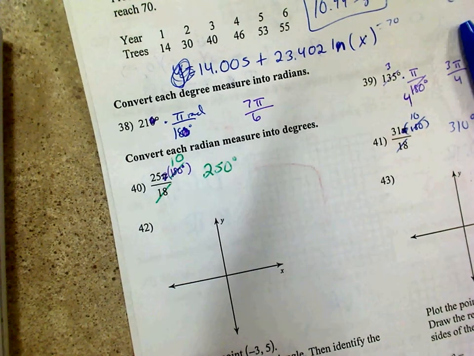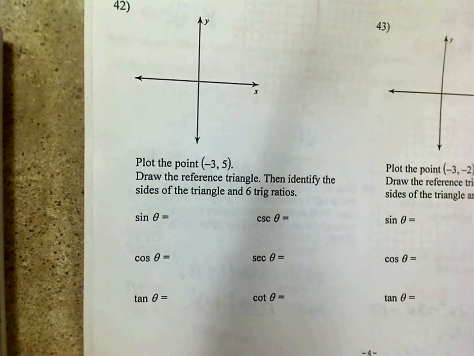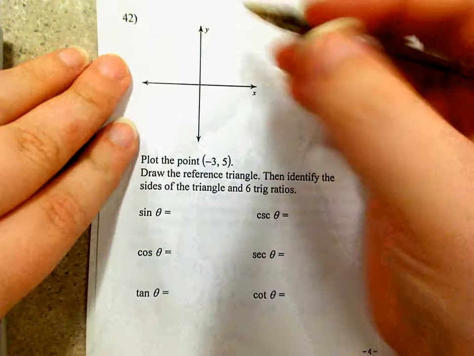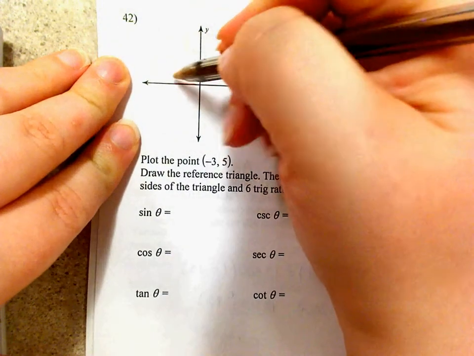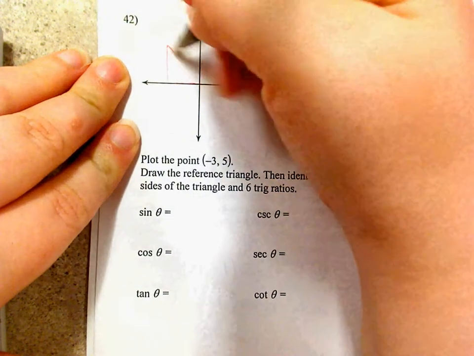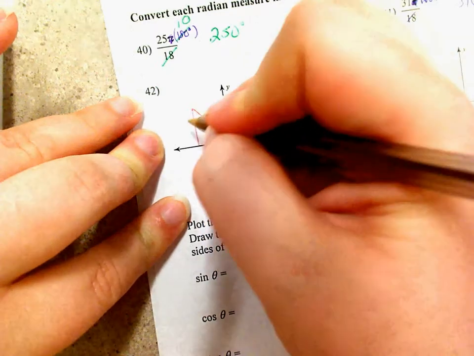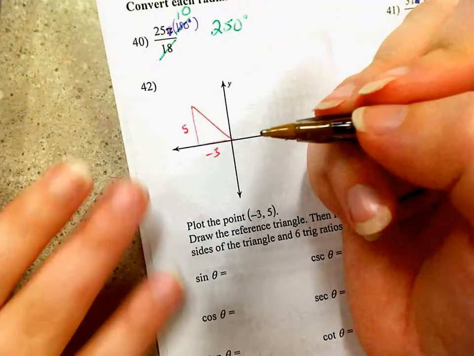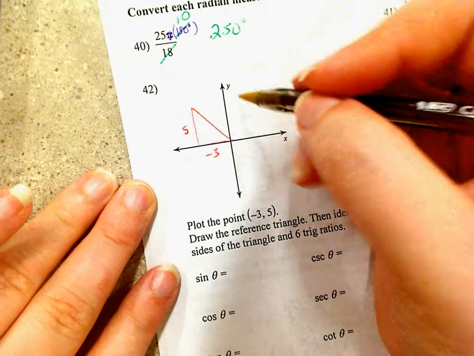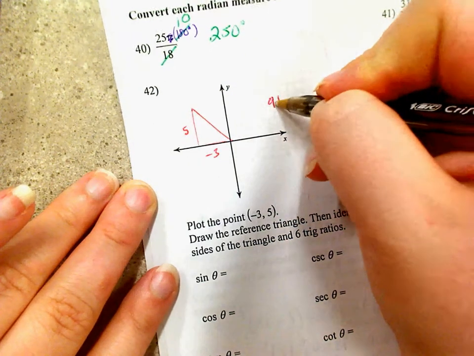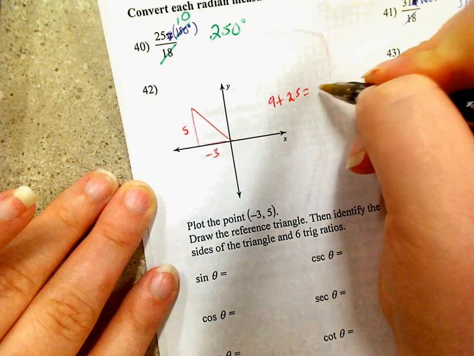So I'm going to go -3, +5. Find the sine. Well, Pythagorean theorem says -3 squared is 9, plus 5 squared is 25, equals c squared. So 9 plus 25 is 34. Square root of 34 is my hypotenuse.